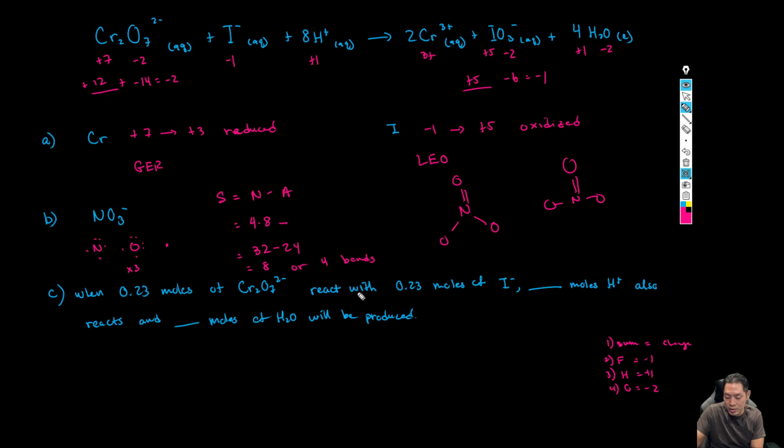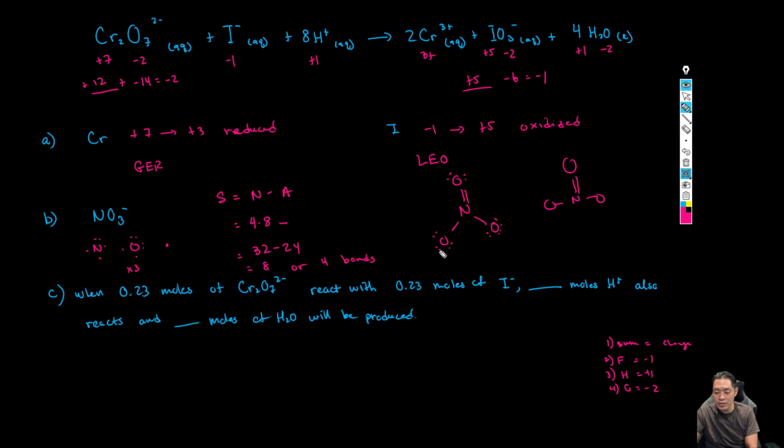Now we're going to figure out all the lone pairs. So we have 1, 2, 3, 4, 5, 6, 7, 8 on each oxygen, and then nitrogen has 1, 2, 3, 4, 5, 6, 7, 8.